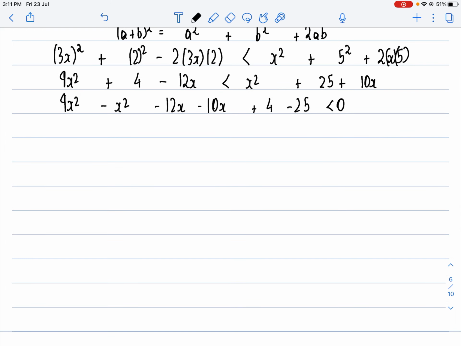Now 9x square minus x square gives me 8x square, minus 12x minus 10x gives me minus 22x, and 4 minus 25 gives me minus 21, which is less than 0. So now you obtain this quadratic. Now step 3 is simple. You just need to solve the quadratic equation.